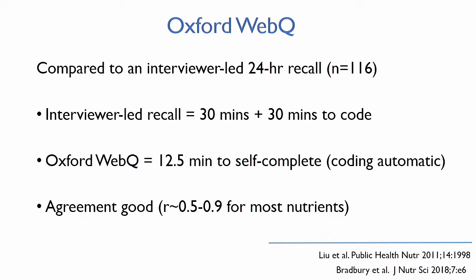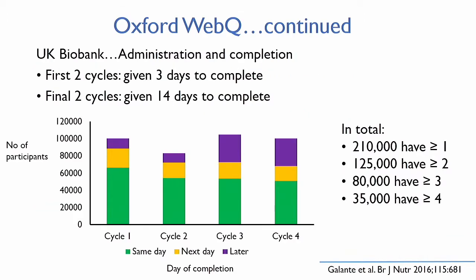So you can see that for the participant, the burden is halved, and for the researcher, the burden is eliminated once you have developed the tool. And the agreement between the interviewer-led recall and the Oxford Web Queue was good for most nutrients. But I just want to talk about what happened when it was administered in the UK Biobank study.